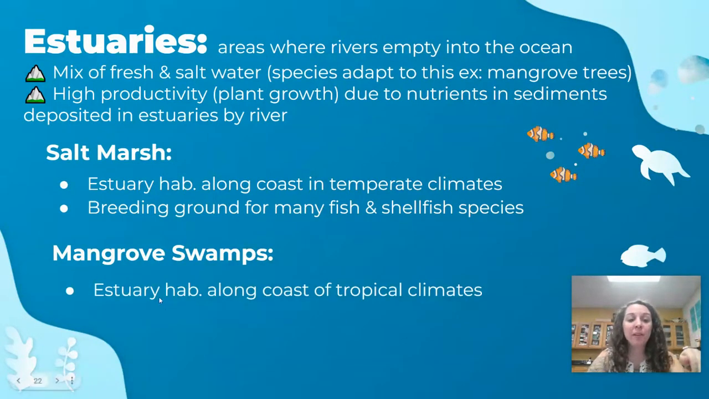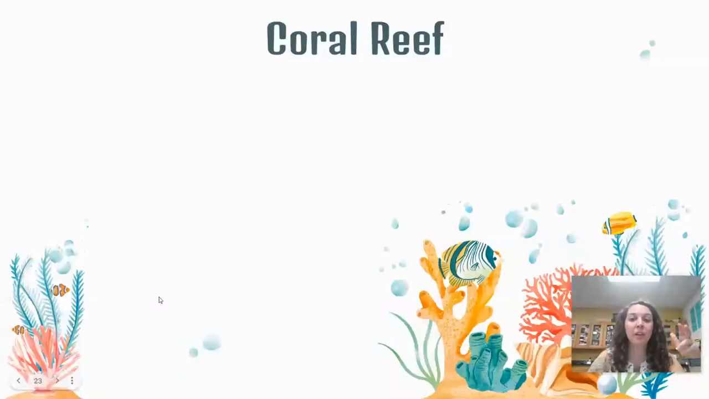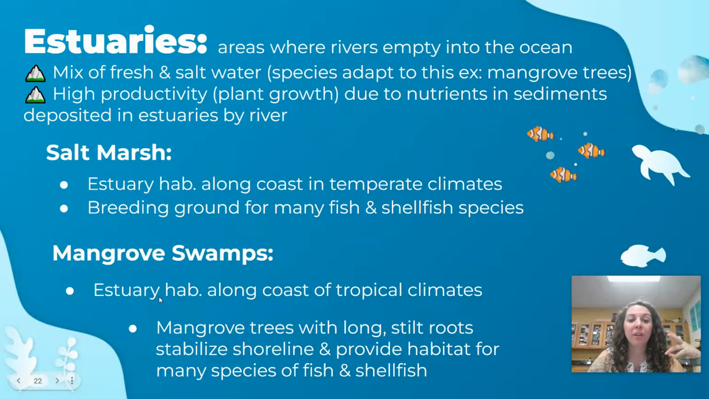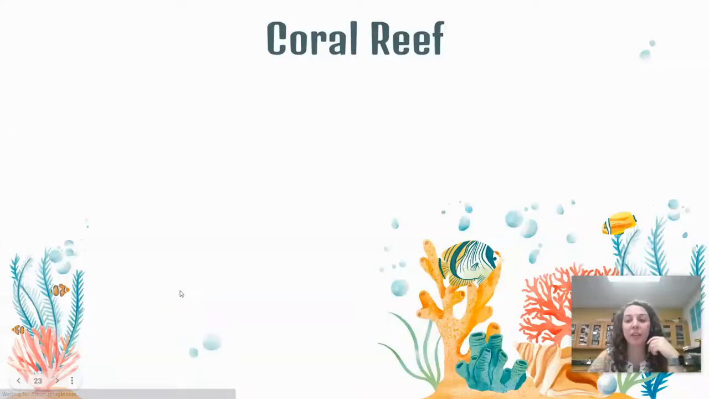And then our mangrove swamps are going to be along tropical climates. And those trees, sorry, I thought I had a picture of them here, are really cool because they have these long, like stilt-like roots, and those actually help to stabilize the shoreline and do the same thing by providing habitat for fish and shellfish.